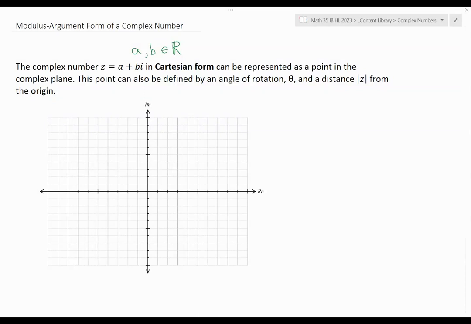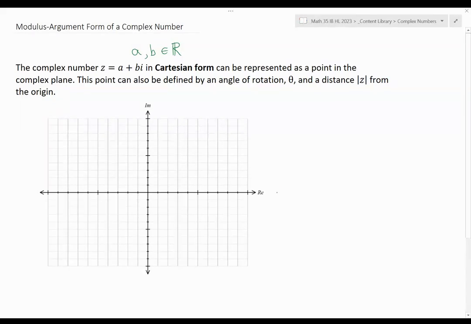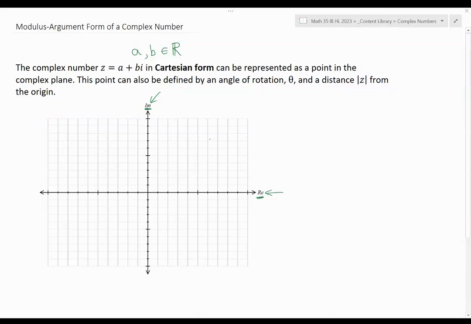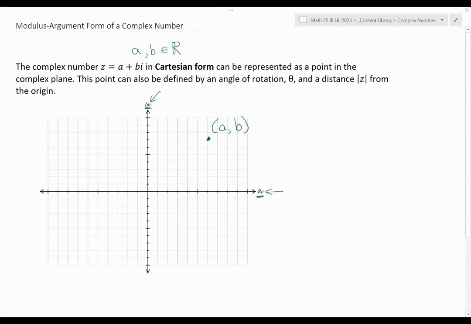We can represent this in Cartesian form using a sort of Cartesian plane that's actually called the Argand plane, because instead of x and y axes, I have a real axis and I have an imaginary axis. So we'll represent this as an ordered pair (a, b), where a is the real part of z and b is the imaginary part of z. So let's say I have a point somewhere over here, which is the point, the ordered pair (a, b). I'm representing this in the first quadrant.